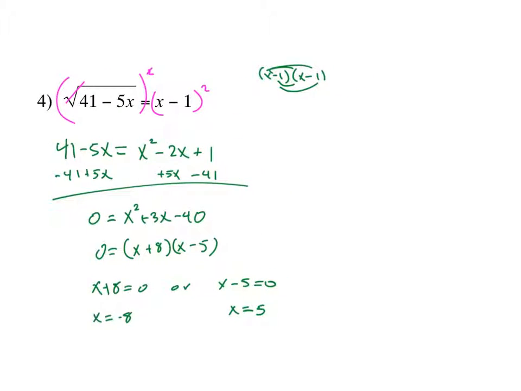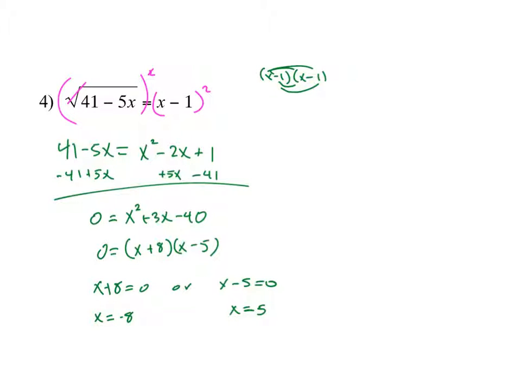Right? So now, I'm going to substitute right here. So the square root of 41 minus 5 times 5 equals 5 minus 1. So 41 minus 25 is 16. The square root of 16 equals 4, and 4 equals 4. So I know that this is a solution.